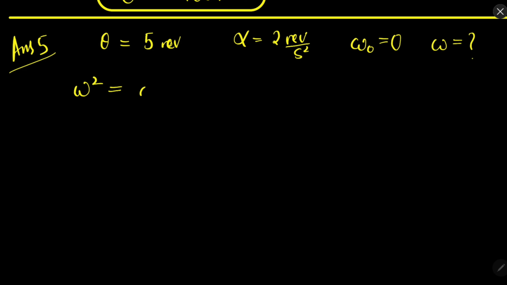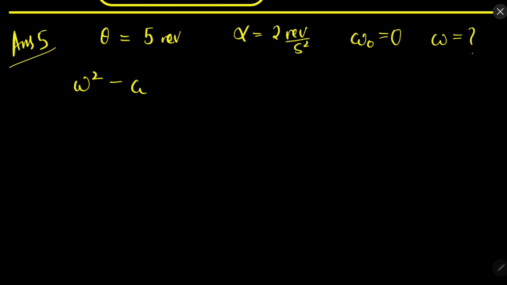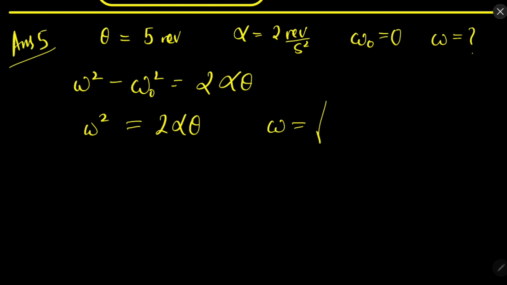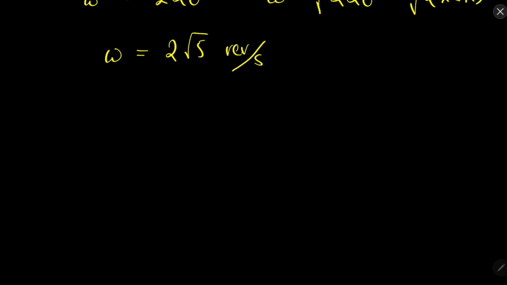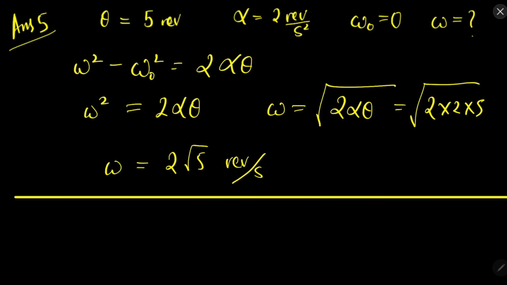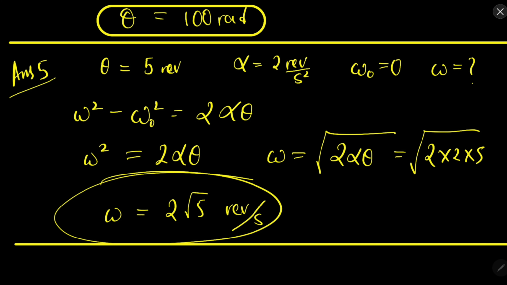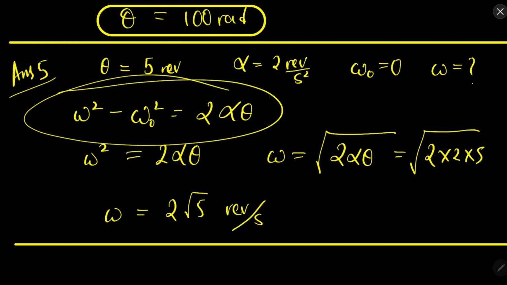So omega square minus omega naught square equal to 2 alpha theta. So omega square, and this is 0, equal to 2 alpha theta. So omega equal to root 2 alpha theta, which is root 2 into 2 into 5. So omega comes out to be 2 root 5 revolutions per second. Now this will be the final answer. Obviously there are other ways to find the value. There are other formulas as well, other equations of motion as well.